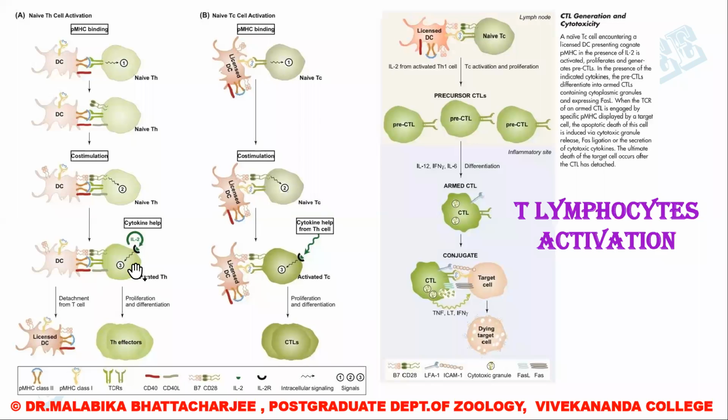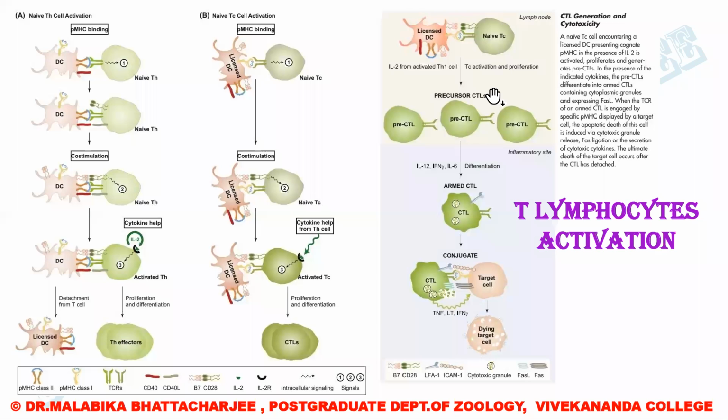So once the co-stimulation happens, signal 3 is received and we get the effector population of T helper cells. Once the T cytotoxic cells interact with the licensed dendritic cells, they also receive signal 3 and we again get the effector population of cytotoxic T lymphocytes. So thus, once signal 3 is received, we are getting a functional effector population of both T helper and T cytotoxic cells.